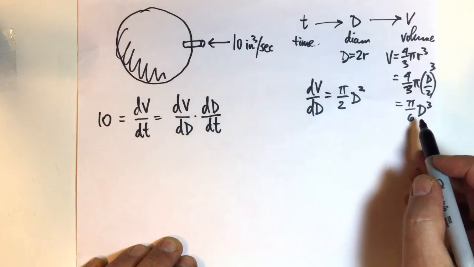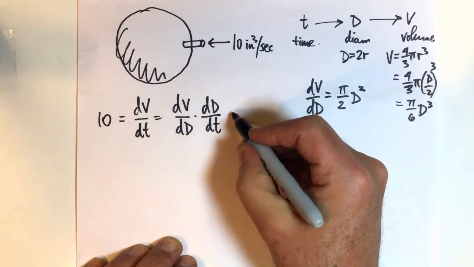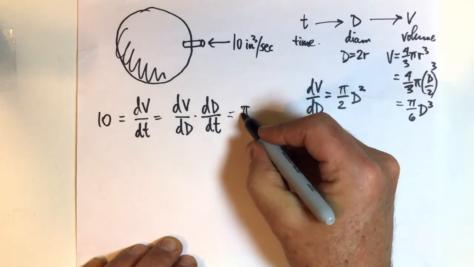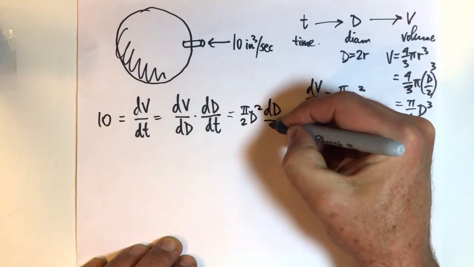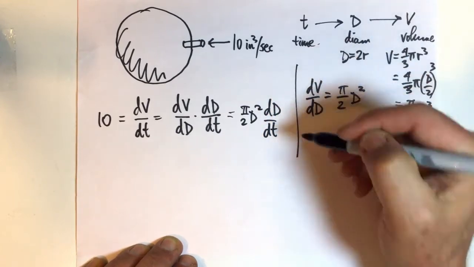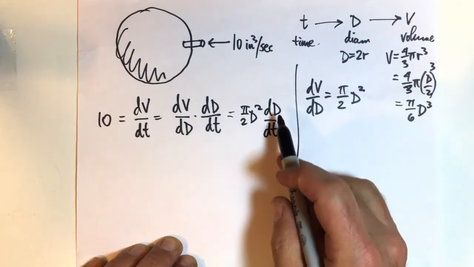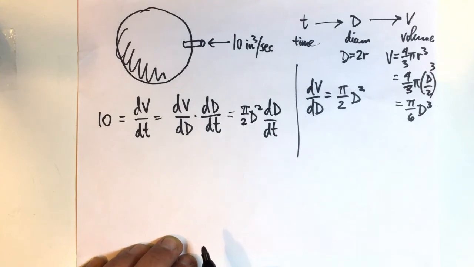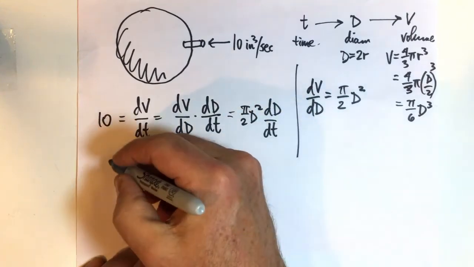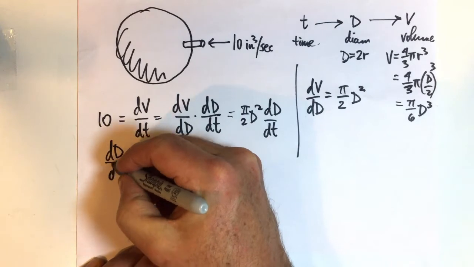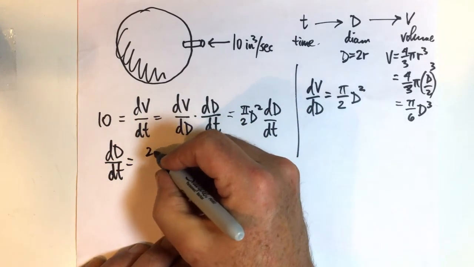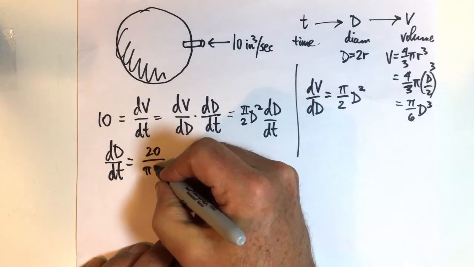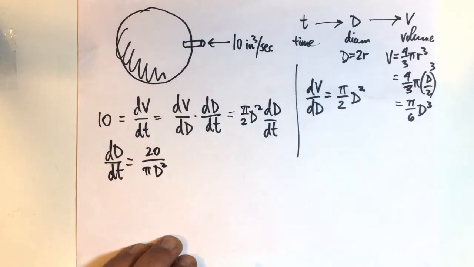So let's go ahead and substitute this answer into here. And then it's times. So there's our formula that tells us the rate of change of diameter with respect to time. I can solve for that and get dd by dt. And I get 20 over pi d squared if I did the arithmetic right to solve.